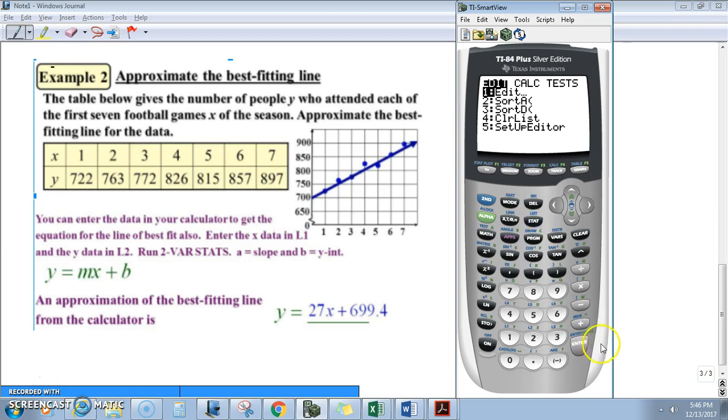If you go Stat and then Edit, let me clear out what's in there. You go up to L2, I'm going to clear this out, I'm going to hit Enter. I'm going to go here, clear this out, and hit Enter. And then I'm going to enter in my X values, which is just 1 through 7.